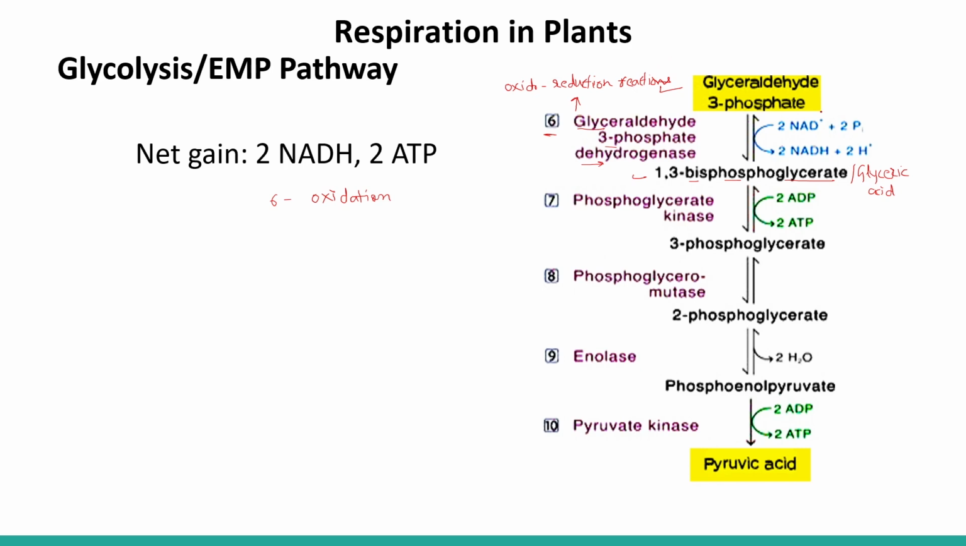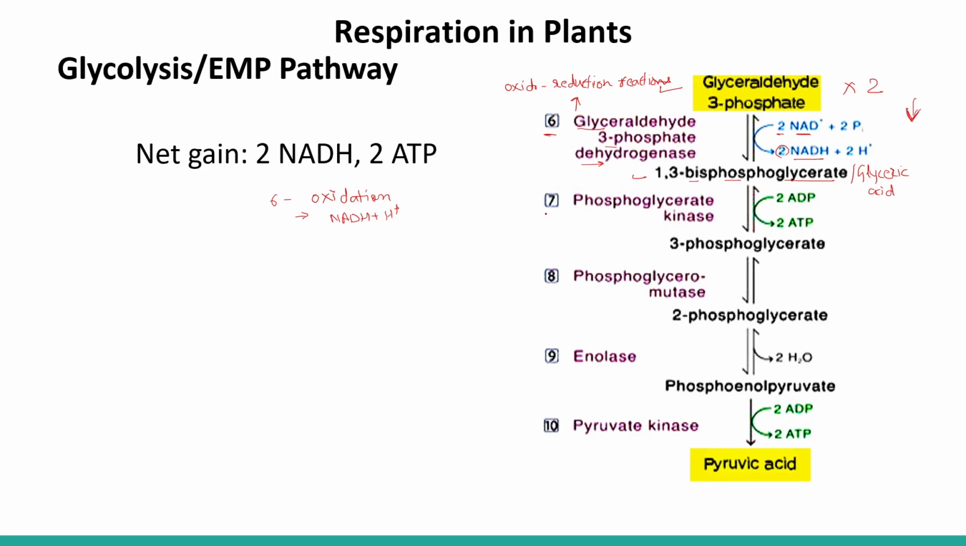Now one thing to note here is that NAD, which is a coenzyme, is converted into NADH. Another thing to note is that 2 molecules of NADH are produced, because here we have 2 molecules of glyceraldehyde 3-phosphate. So from here on, everything will be twice. Now the next step.